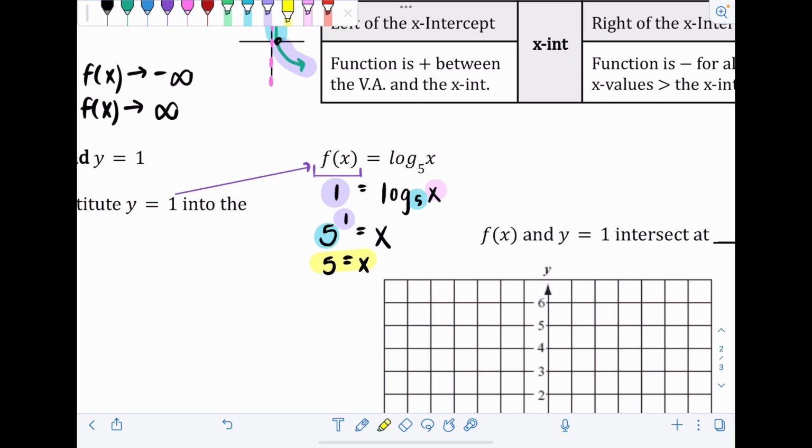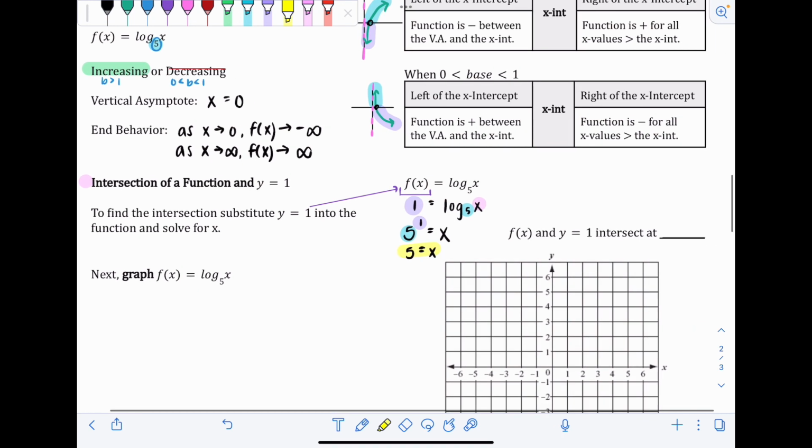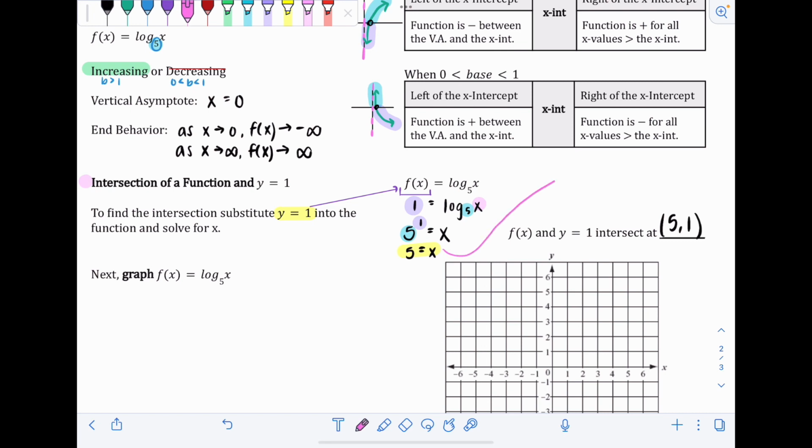And this gives us an extra point. It's one of the easier points to find on our function. So if we think about it, we put in y equals 1 as our f of x or just y, and we got out 5 for x. So that means that f of x and y equals 1 intersect at the point (5, 1), because we got x equals 5 after putting in y equals 1.